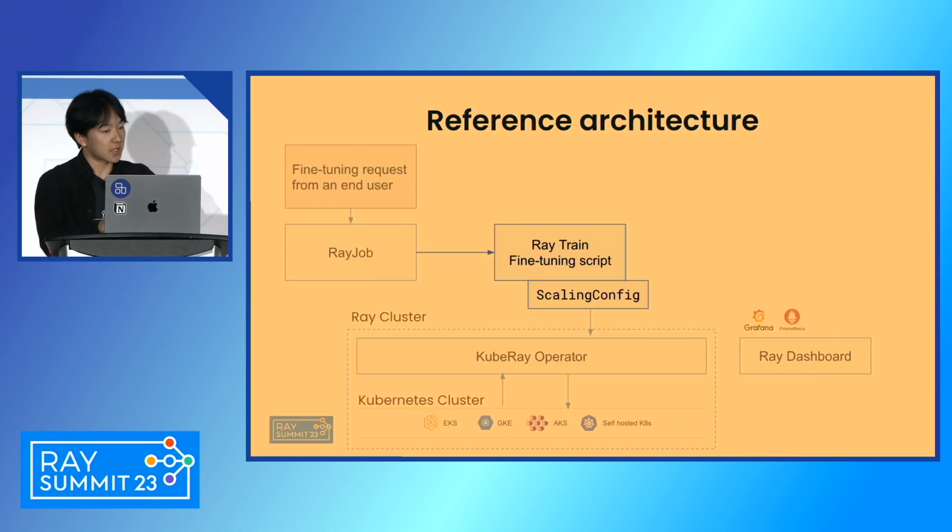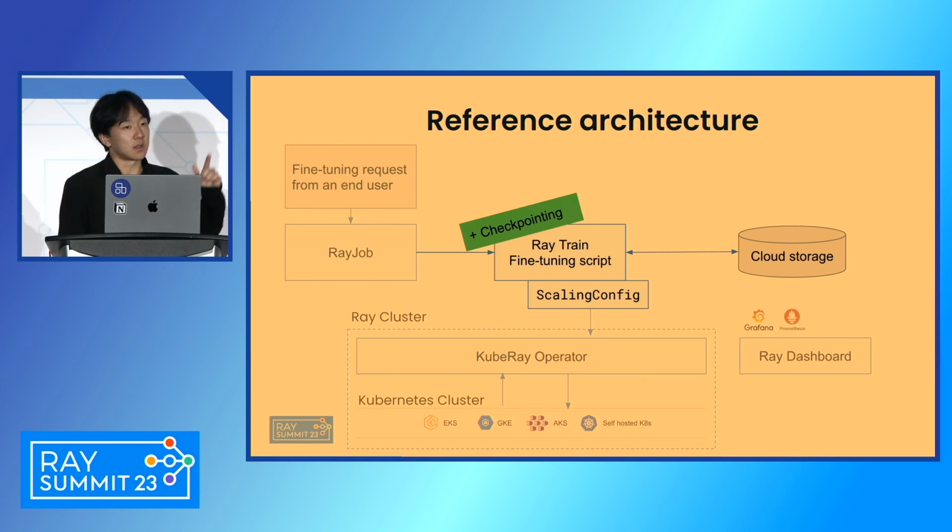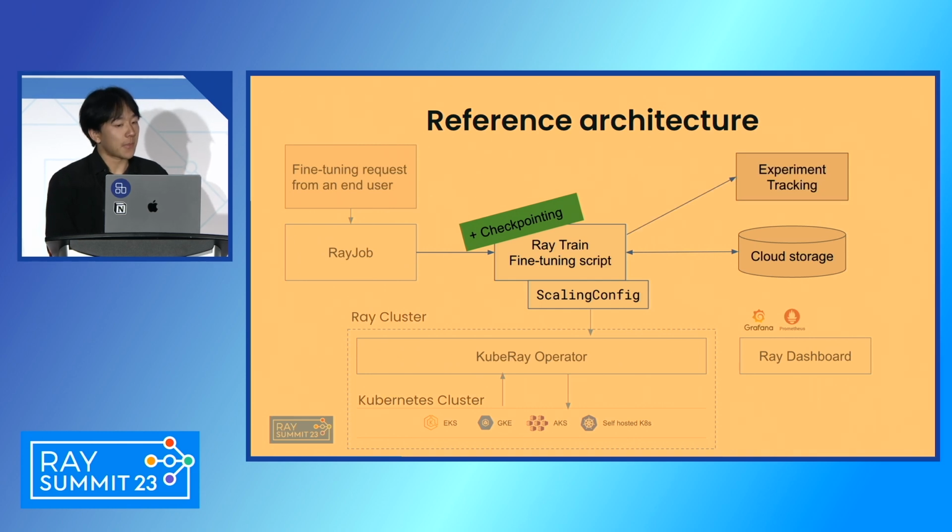In this case, we're just going to jump back to the reference architecture. The first thing we're going to do is set up cloud storage. Afterwards, we're going to enable checkpointing so that it will automatically get uploaded to this cloud storage. And then we will set up experiment tracking so that these checkpoints are also tracked in a model registry, for example, like W&B.